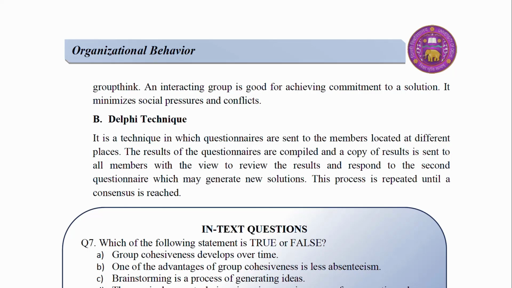C. Delphi technique. It is a technique in which questionnaires are sent to the members located at different places. The results of the questionnaires are compiled and a copy of results is sent to all members with the view to review the results and respond to the second questionnaire, which may generate new solutions. This process is repeated until a consensus is reached.